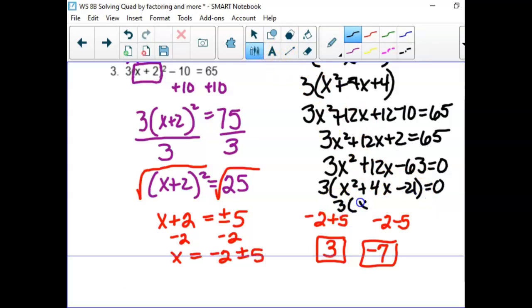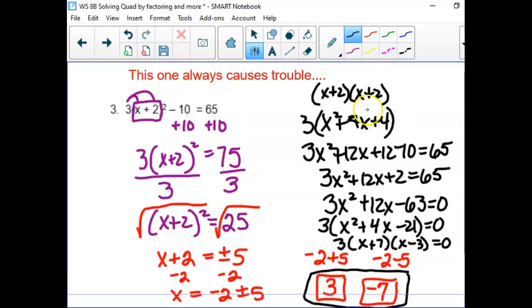And then I would have had a 3 out here. This would factor x plus 7, x minus 3. And then I would have got, this one is 3 and this one is -7. Okay. What are the chances that you would do this correctly without making a mistake versus just square rooting? Is it better this way? Okay. So look for a quantity squared and just square root. You do have to isolate the quantity first, okay? Don't do this because you will probably make a mistake somewhere like I did.